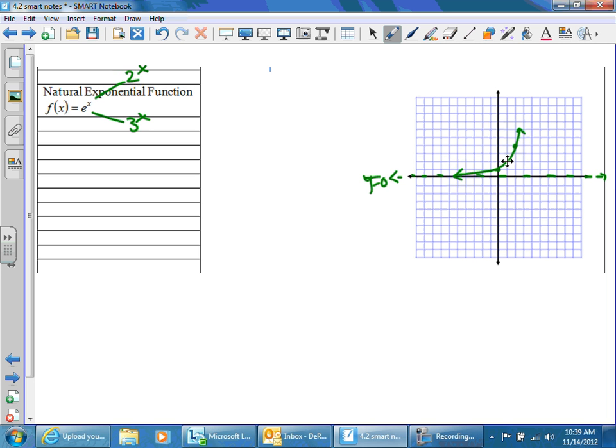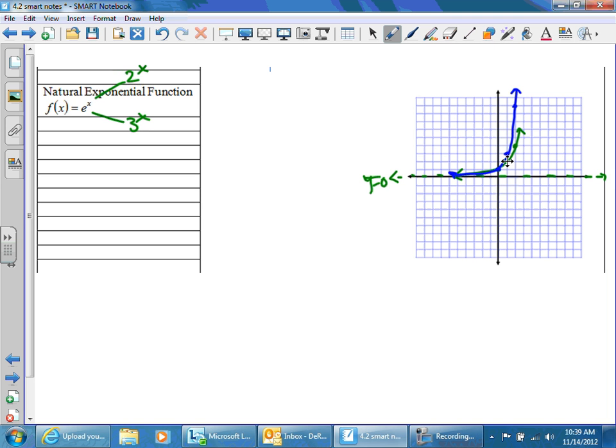Okay, well, what about 3 to the x? Again, at 0, I'm at 1. At 1, I'm at 3. At 2, I'm at 9. And it looks something like that. So if I wanted to go e to the x, I know that I'm going to be between these two graphs.